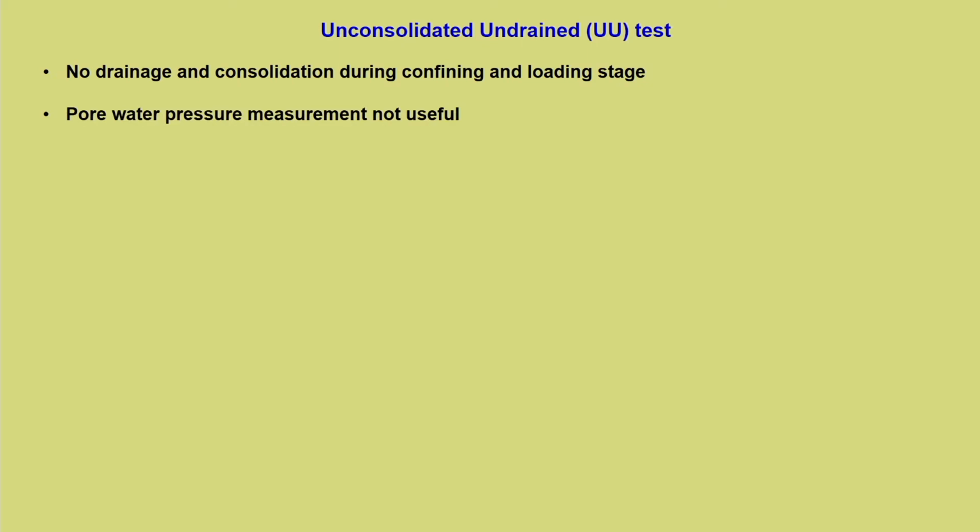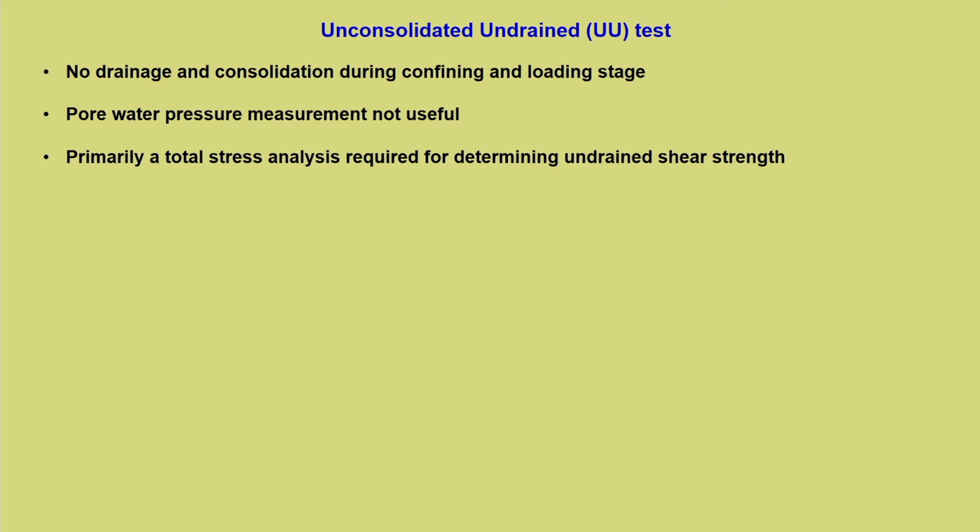So, let us see the features of the unconsolidated undrained test. We are not going to discuss any results in this lecture. We will understand clearly what the possibilities of these tests are. No drainage and consolidation during the confining and loading stage, we have seen this. Now, pore water pressure measurement is not useful. This is an undrained test. What else is going to happen other than pore water pressure? One can always measure the pore water pressure in the UU test, but that is not going to be useful. Why? We will see this when we discuss the results of the UU test.